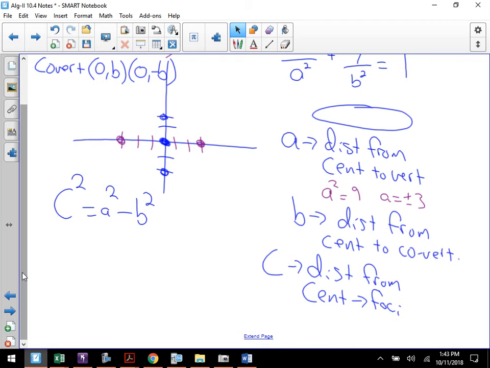And then C is always the distance from the center to a focus. Foci is the plural of focus. I don't know if you knew that. And then c squared is a squared minus b squared. It seems like a whole lot of information from when you start drawing these pictures and going through the algebra on it. It's really easy. Okay? It's just a matter of you've got to remember what these values stand for.